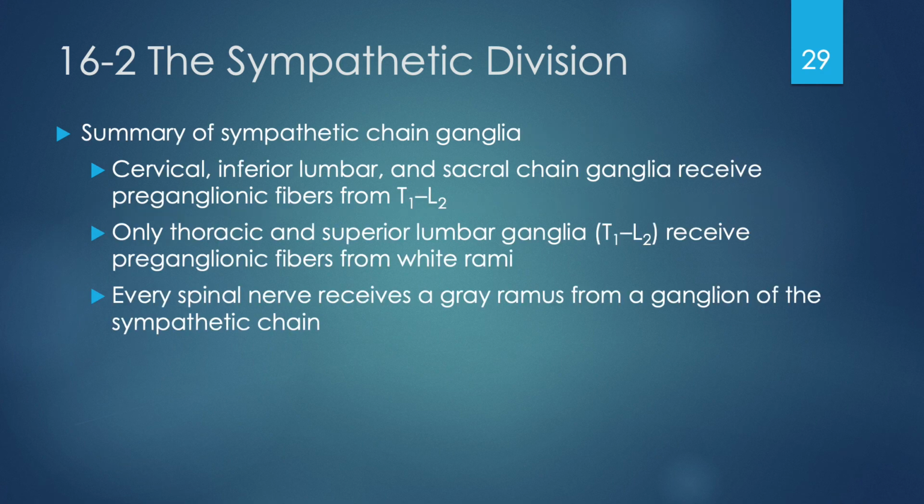So in summary, the sympathetic chain ganglia are going to have preganglionic fibers from T1 through L2, and this includes the cervical, inferior lumbar, and sacral chain ganglia. Only the thoracic and the superior lumbar ganglia, which is between T1 and L2, will receive the preganglionic fibers coming from the white rami. And every spinal nerve is going to receive a gray ramus that's going to arise from a ganglion of the sympathetic chain.